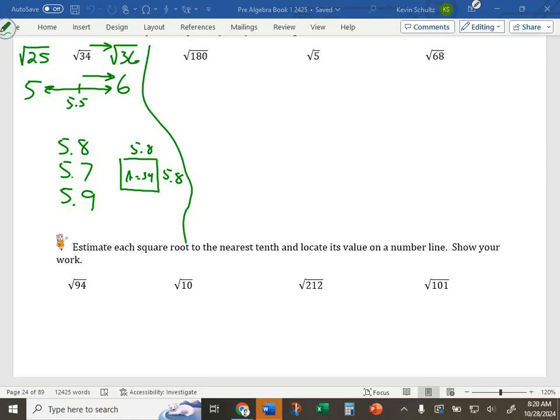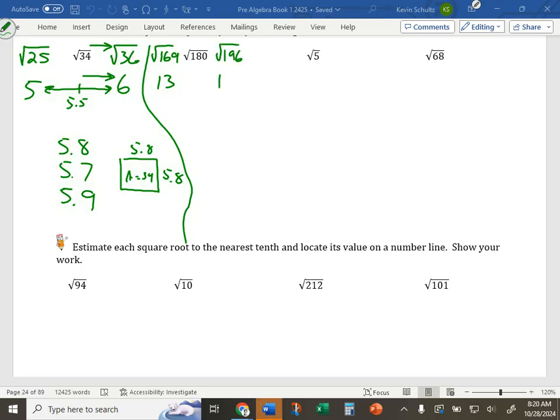Root of 180. What perfect square am I putting on this side of 180? What's the perfect square less than 180? 13, which is the root of 169. What's the next largest perfect square? 14, which is the root of 196.